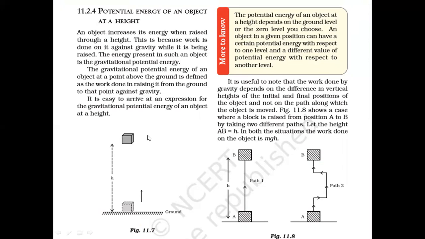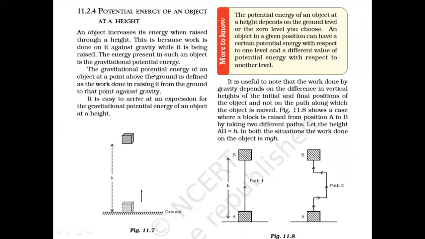Definitely, because of gravity everything comes down, and what are we doing? We are increasing the height, against gravity. Gravity is in this direction, and we are taking the object upwards. So the energy present in such an object is the gravitational potential energy. So this energy which the object has is called gravitational potential energy. Why? Because we are acting against the gravitational force.